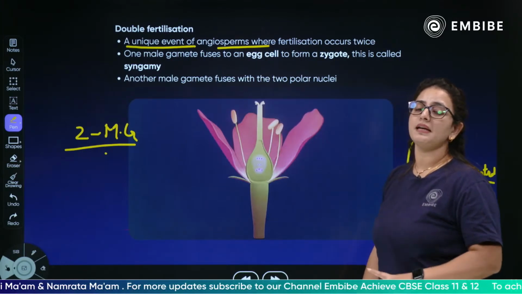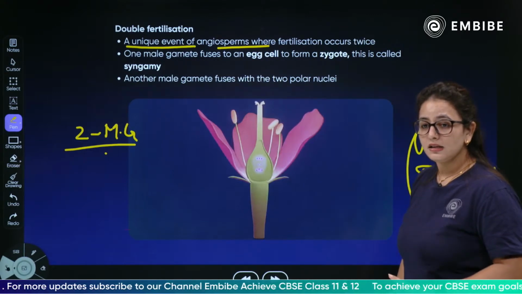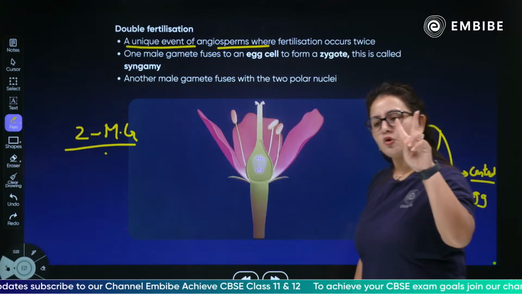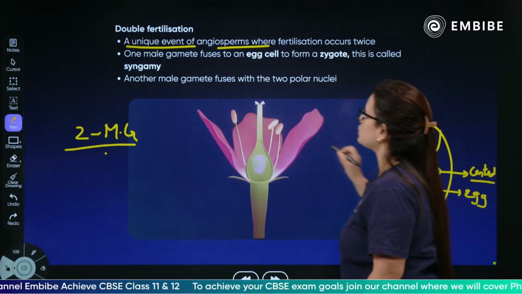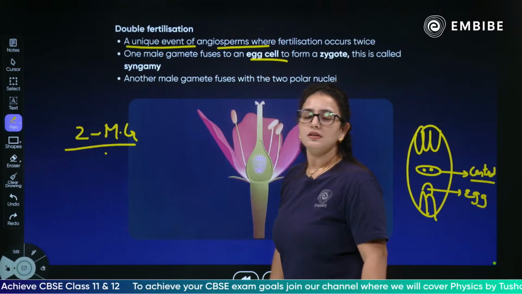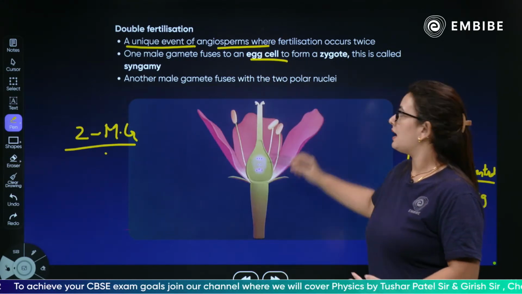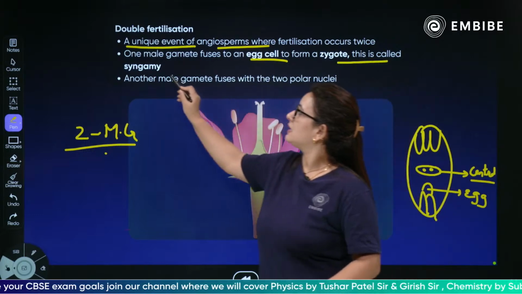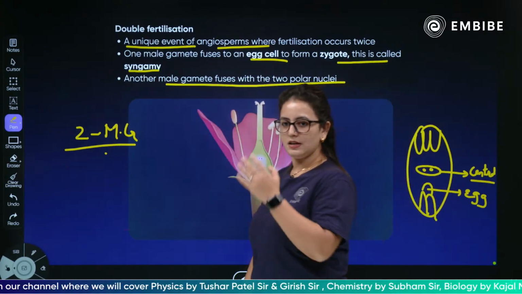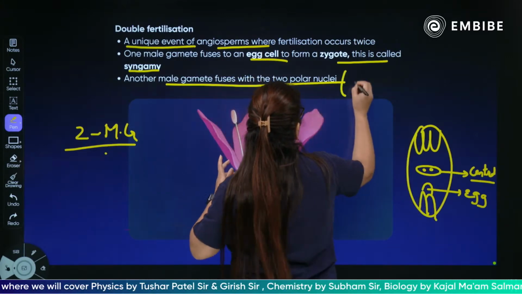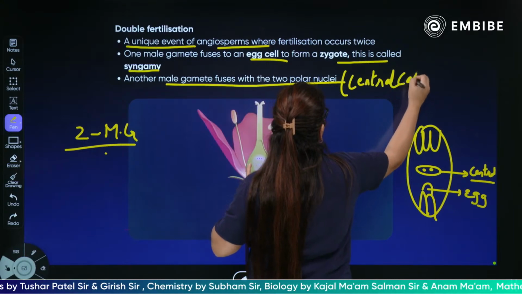Twice the male gamete is fusing with the cells in the ovule. What happened? Two male gametes. One male gamete is going to come and fuse with the egg cell, but the other male gamete will come and fuse with the polar nuclei, or I can write central cell.